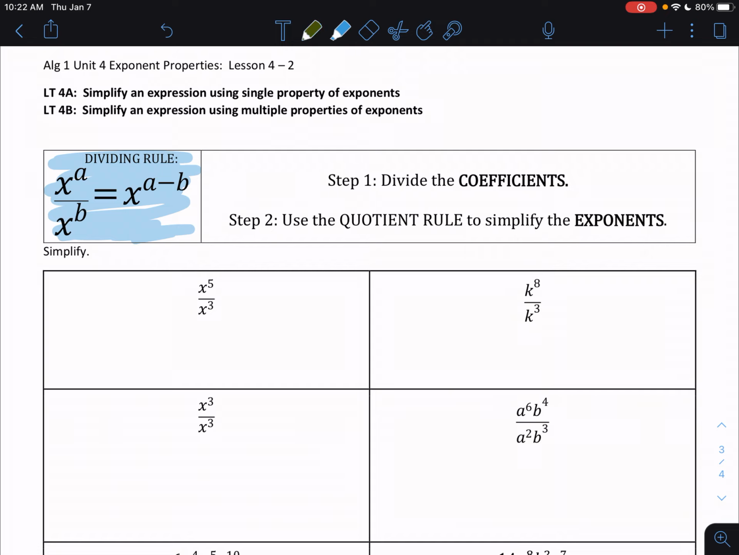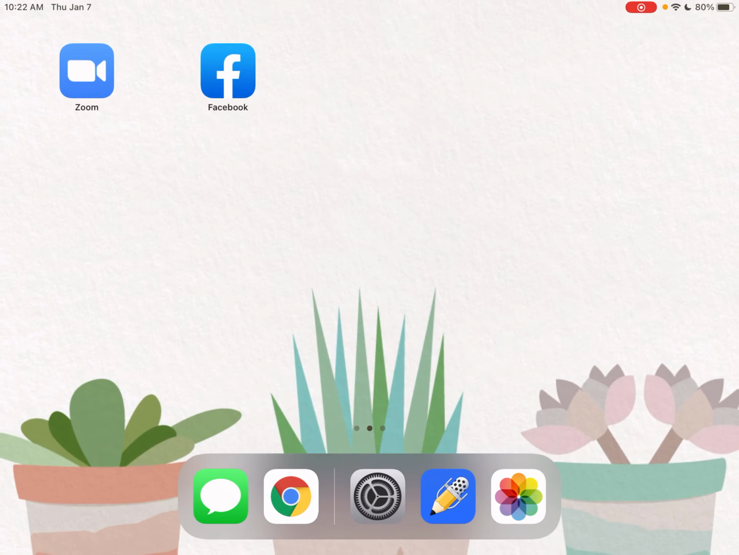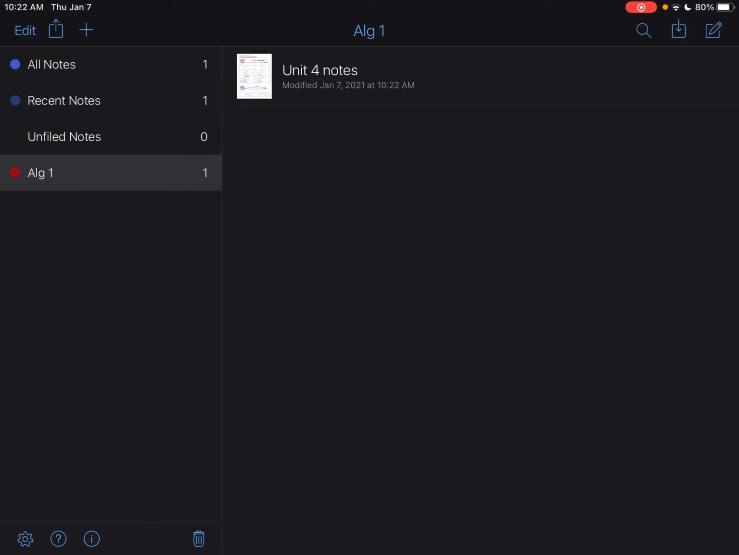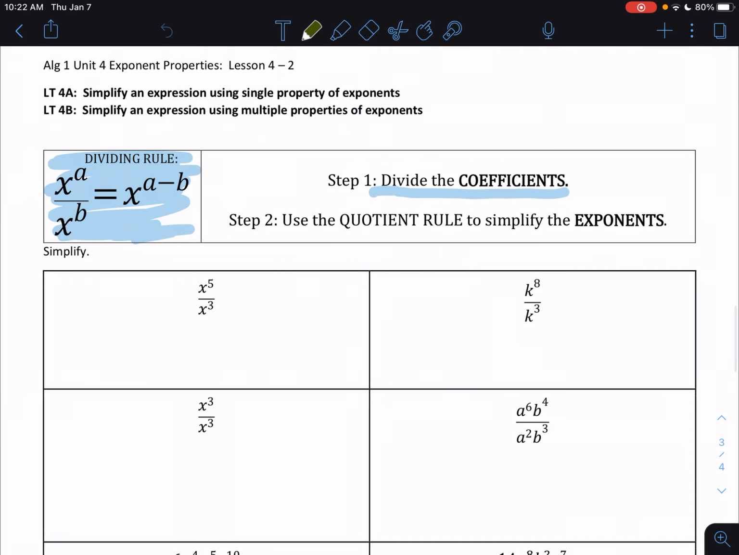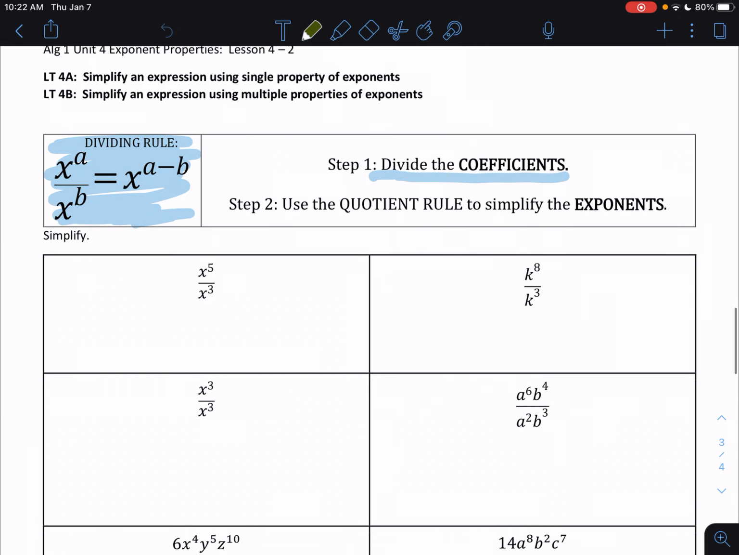So again, first, like before, you want to start with, my pen is not working. Try this again. There we go. So you want to start with the coefficients. So again, if there was a 1 here and a 1, 1 divided by 1 is 1. You divide the coefficients first. Next, you want to use the quotient rule to simplify the exponents. To do that, we subtract them. And that's the new rule that we're learning today.